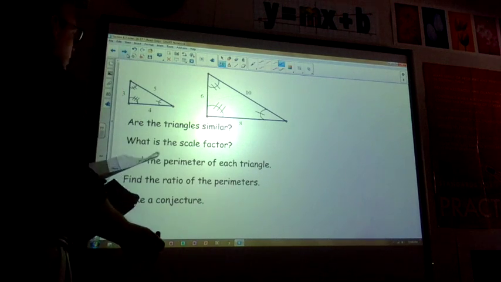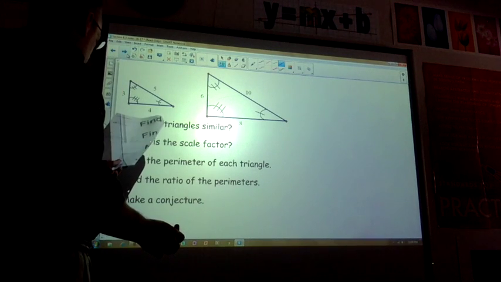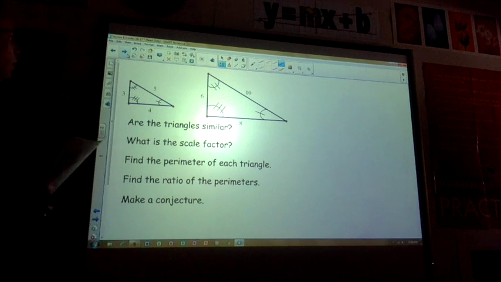Okay, are those similar? 1, 2, 3. Yes, they are. So 5 to 10, 6 to 3. So yes, with a scale factor 2 to 1, or 1 to 2, depending upon which way you want to go with it, right?